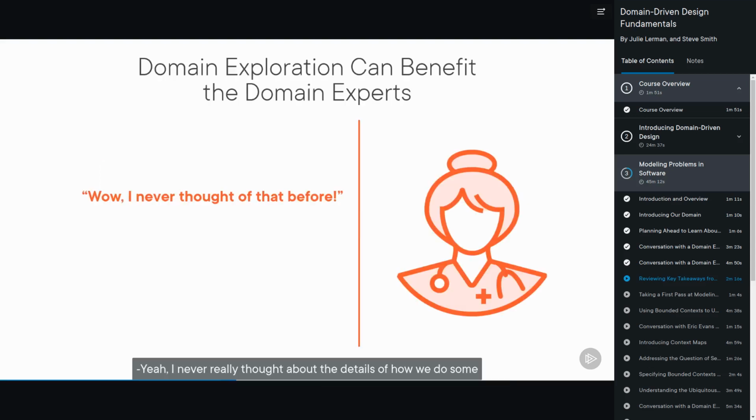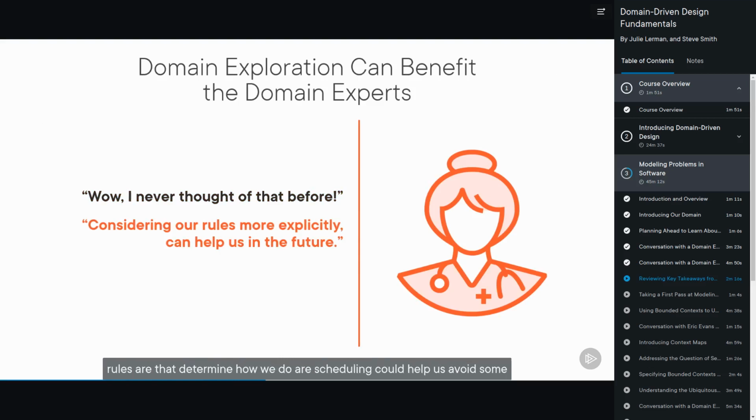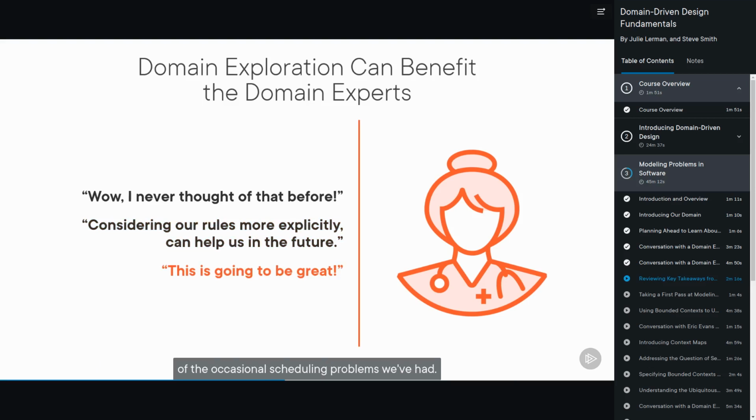Yeah, I never really thought about the details of how we do some of these things, since it's just something we do and we don't really think about it. Being more explicit about what the rules are that determine how we do our scheduling could help us avoid some of the occasional scheduling problems we've had. This is going to be great.